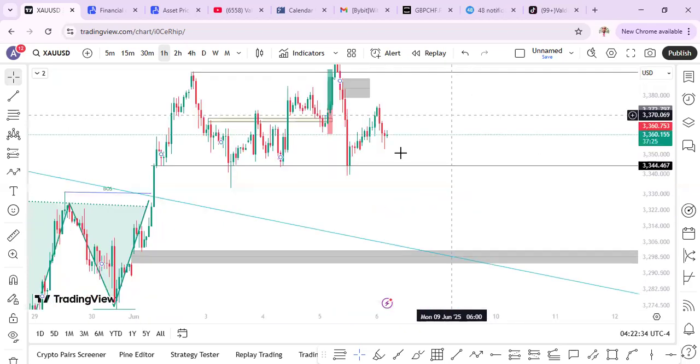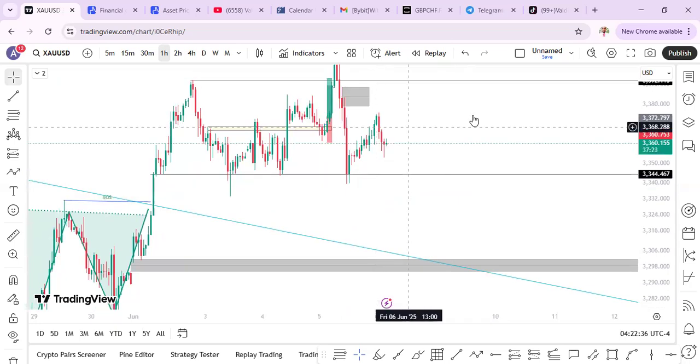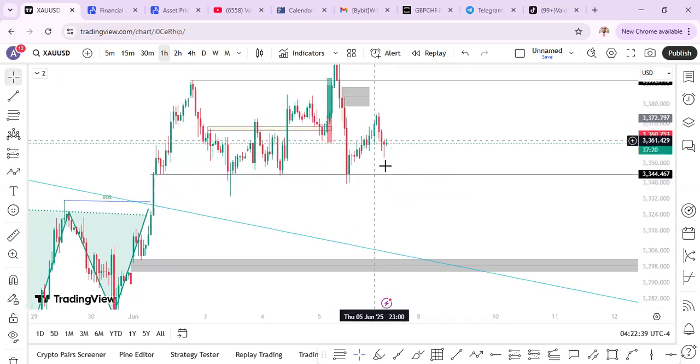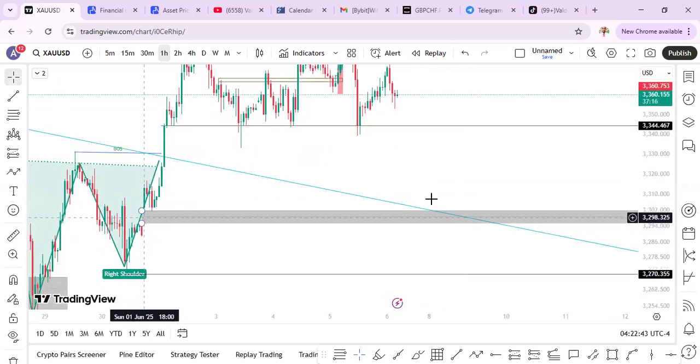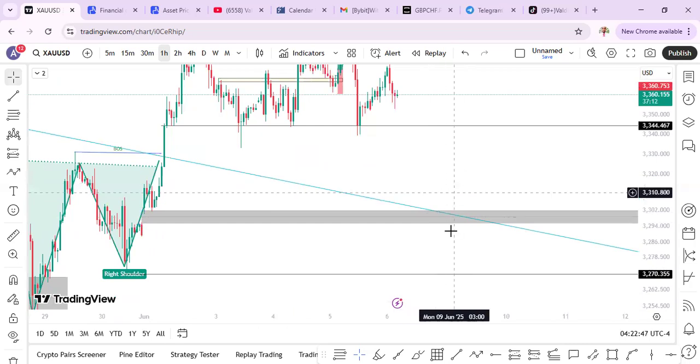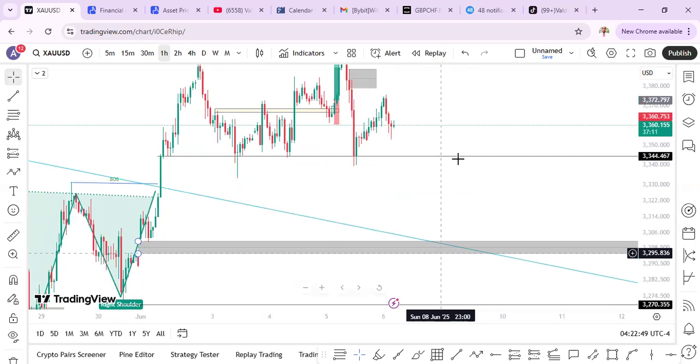So the news will determine if we are going to be buying, but this gap here is still open, and with this trend line, it could be a place for us to go long on gold. So this is my analysis on GU.